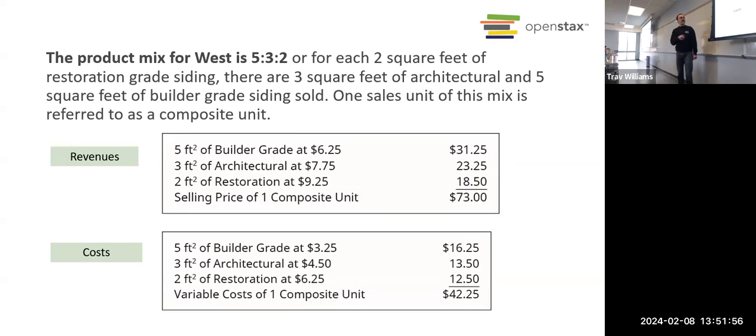And they do the same thing with variable costs. 5 square feet of builder times the variable cost for the builder grade, right? 3 square feet of architectural, 2 square feet of restoration, add it all together, and we get the variable cost per composite unit. Then if we subtract the variable cost per composite unit from the sales price per composite unit, what do you think we get? Contribution margin. Contribution margin per composite unit. Okay? And then we can perform our formulas to figure out break even.